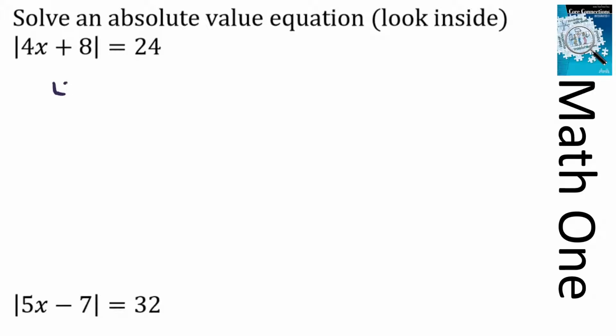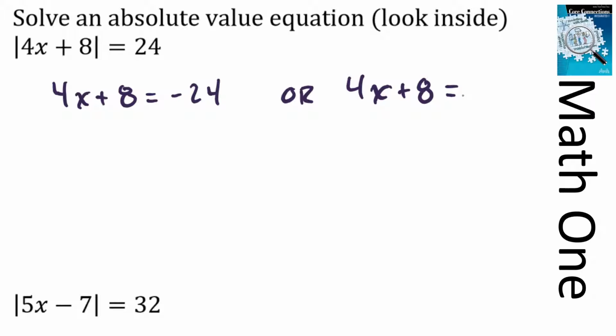So this is equivalent to 4x plus 8 is either equal to negative 24 or 4x plus 8 is equal to positive 24. Again, because when I take the absolute value of negative 24, I get 24, and when I take the absolute value of 24, I also get 24. Now, there's the same exact two steps: I'm going to subtract 8 from both sides and then divide by 4.